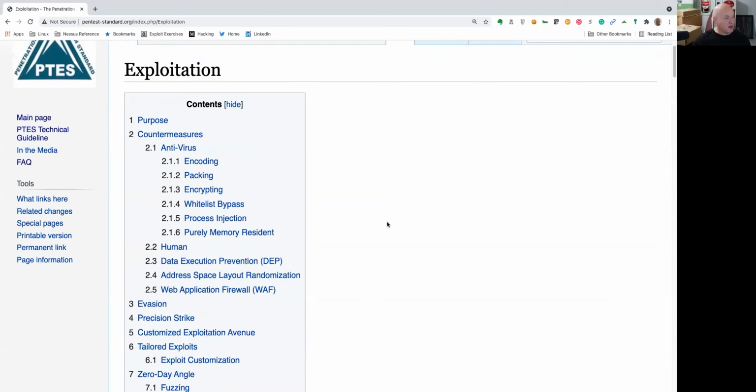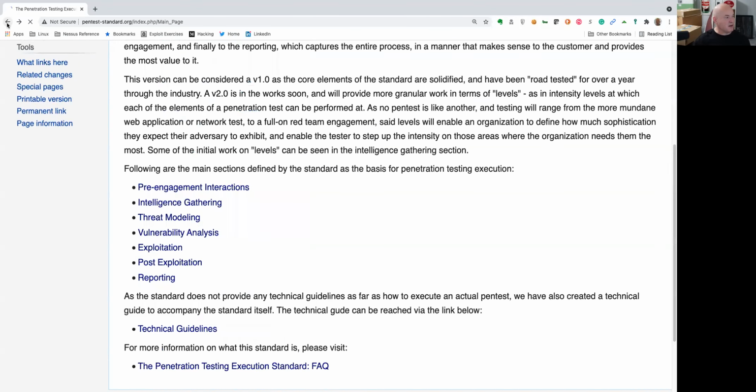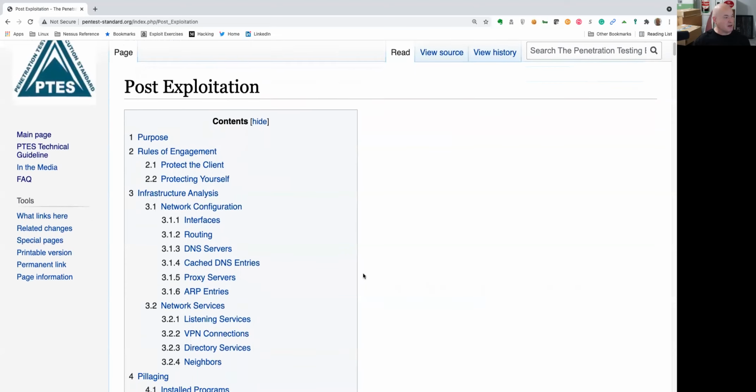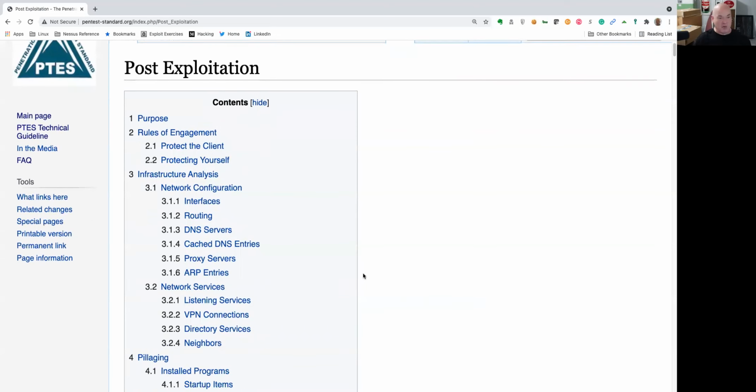So you try to exploit there, and then now you've got your post exploitation. So this is like your lateral movement. Lateral movement means you're moving from one machine to another. Maybe you're able to reuse credentials. Maybe you're connected to some system that you can pivot to that you couldn't otherwise.